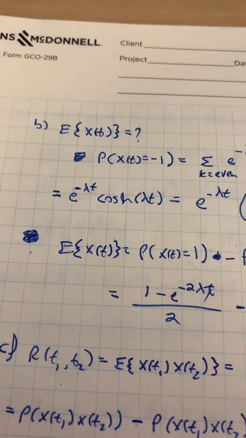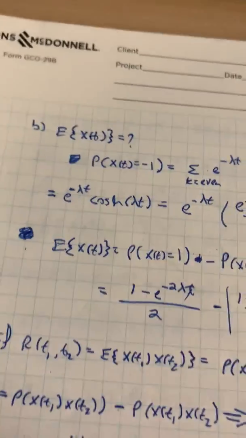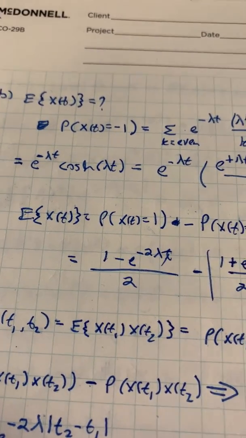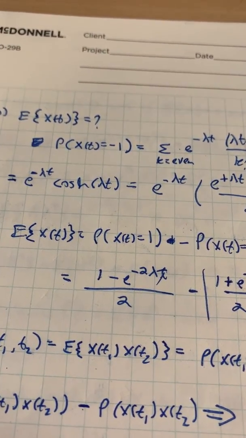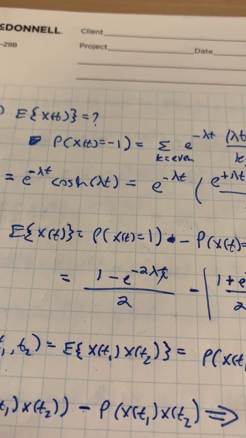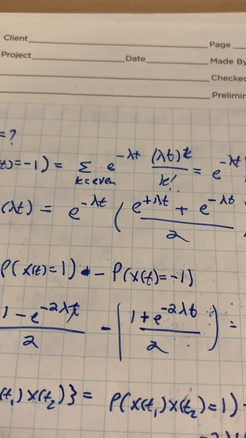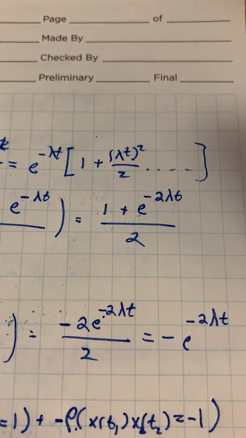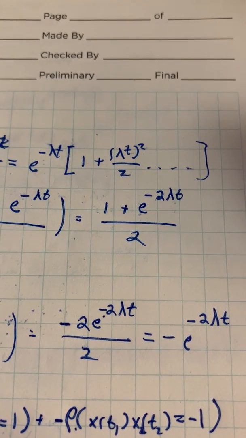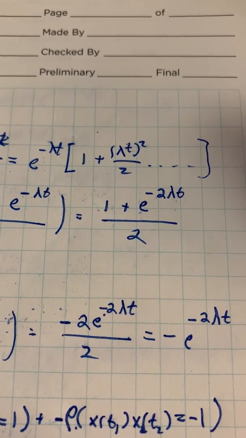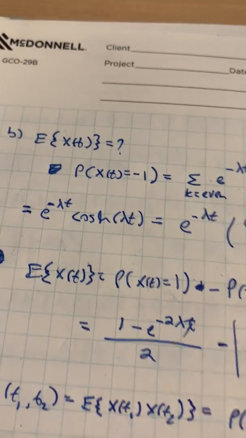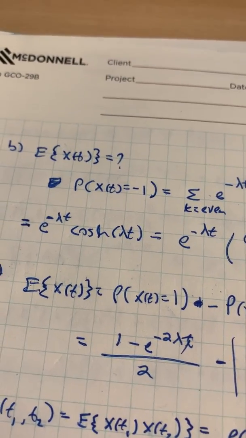So now we're asked to find the expected value of x of t. In order to do that, we first have to find the probability that x of t is equivalent to -1. So that, from what we're saying, is that k is even. So again, we go through the same exact process as before. We write it out, and basically it comes down to this. So e to the negative lambda t times the quantity of 1 plus ... for every even value of k. Now that is equivalent to e to the negative lambda t times hyperbolic cosine of lambda t.